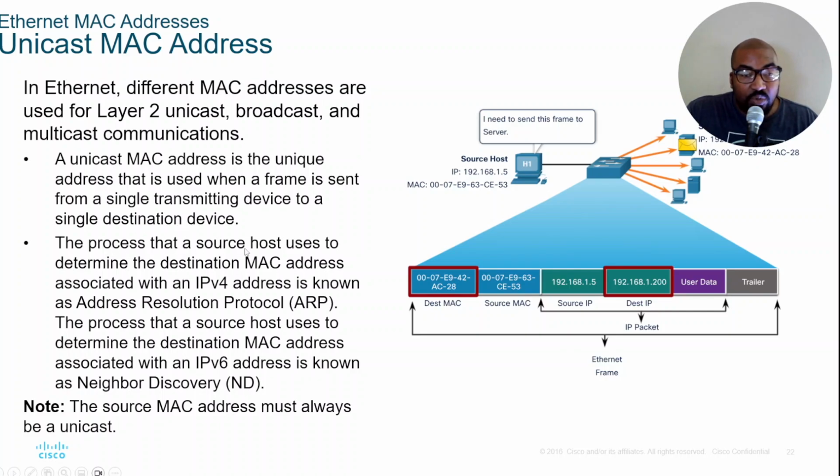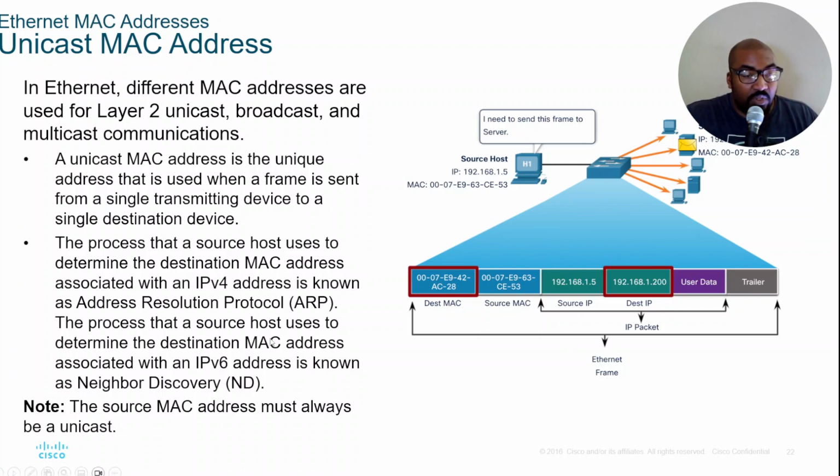The process that a source host uses to determine the destination MAC address associated with an IPv4 address is known as, and there it is, Address Resolution Protocol, ARP. Essentially, when something ARPs, it matches the MAC address to the IP address. This sends out a broadcast. It says, hey, who has this MAC address? Please tell this information to this person.